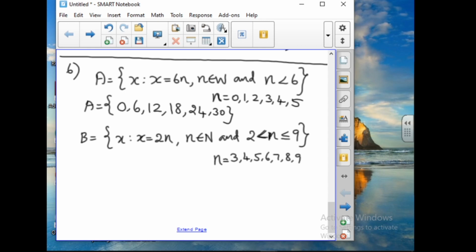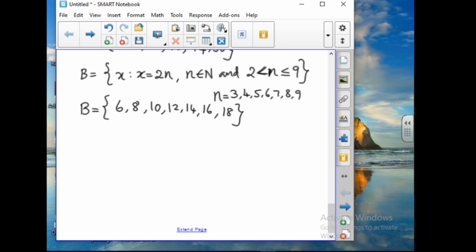So these are the possible n values, and now you can find the B set. The given condition is x is equal to 2n, so you have to apply the n values in x. It starts from 3, so 2 into 3, 6. Then 2 into 4, 8. Then 10, 12, 14, 16 and 18. So all the n values you have to apply in x, and you will get B.